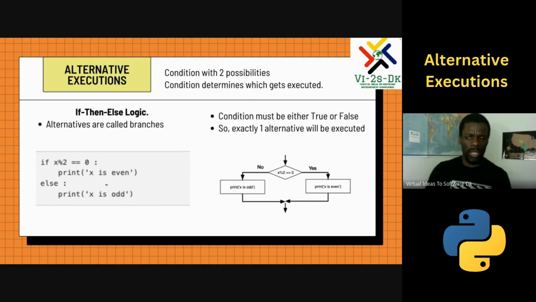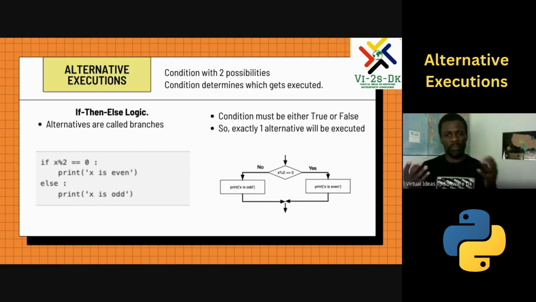So this is how you go about coding that. If x modulus 2 is equal to 0, print that it's even. Otherwise, print that it's odd. You just have two options. Choose this or that. Okay. So because we know that a condition must either be true or false, we're always going to execute just one alternative and not both of them. Does that make sense? Any questions?